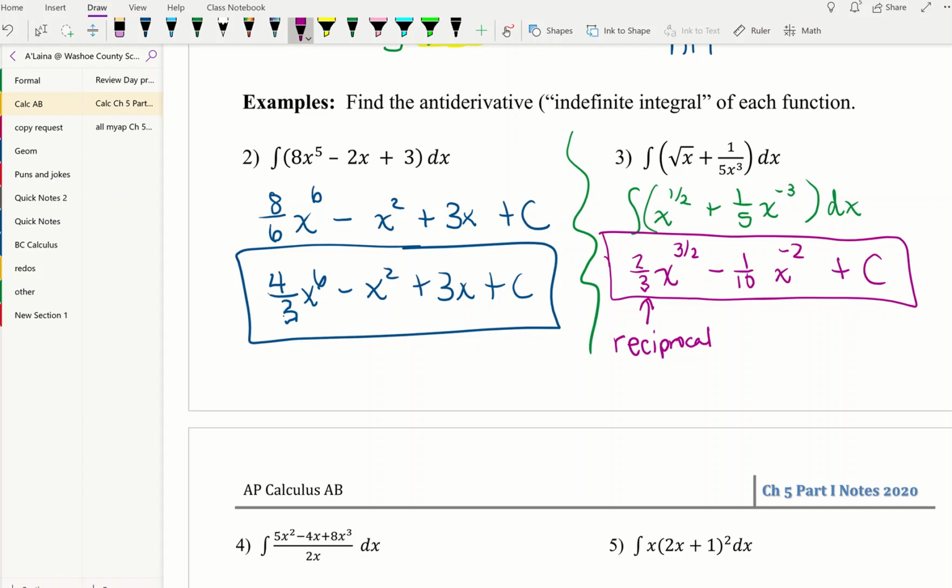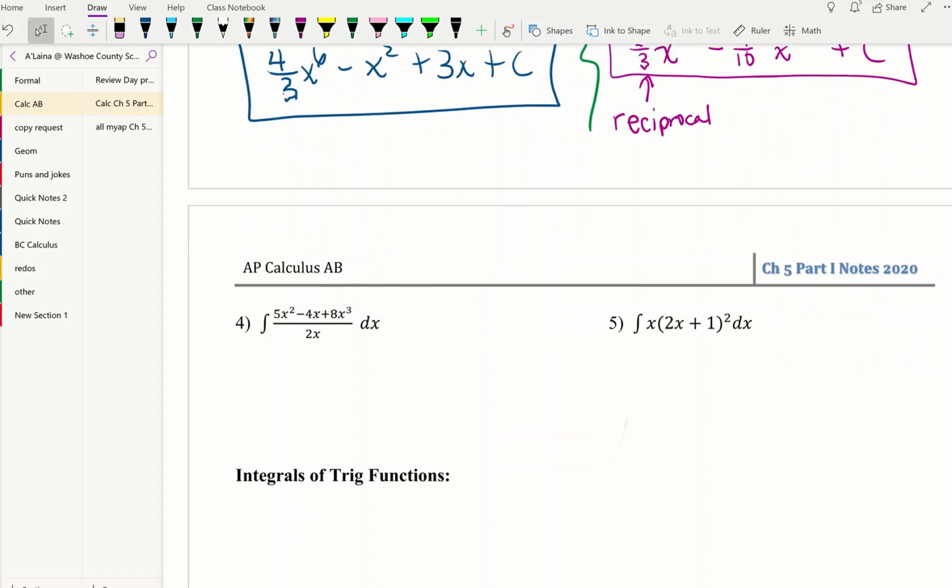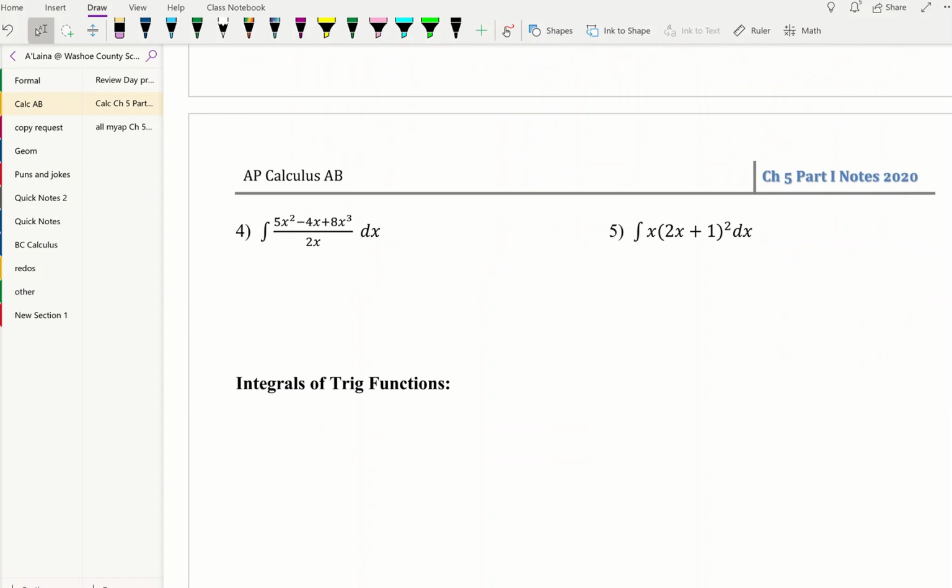You might also notice that I have a negative power here. We have no problems with negative powers with integrals, so you can leave negative powers. With derivatives, it was more useful to not have the negative powers, but for integrals, you don't have to do the simplification. Let's take a look at number 4.